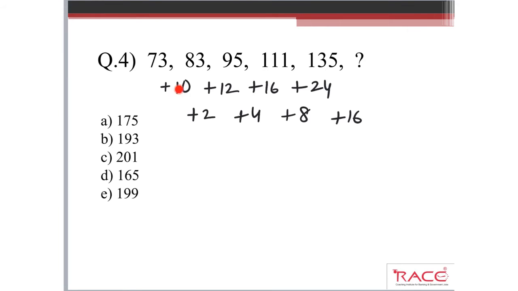Now 10 plus 2, 12. 12 plus 4, 16. 16 plus 8, 24. 24 plus 16, it will be 40. So 135 plus 40 will be 175, and this is our answer, option A.